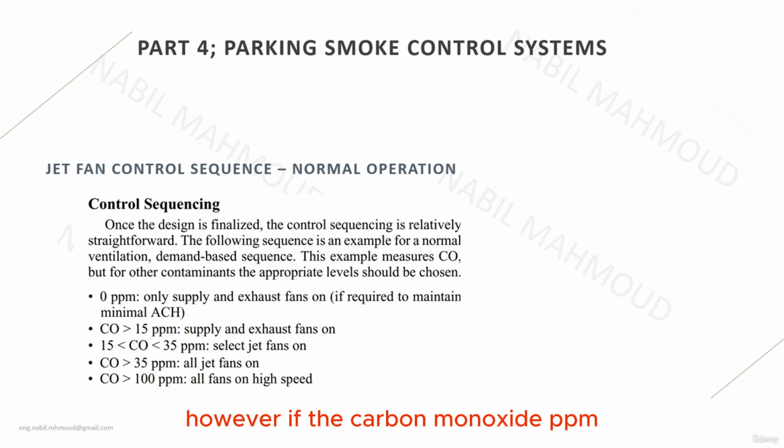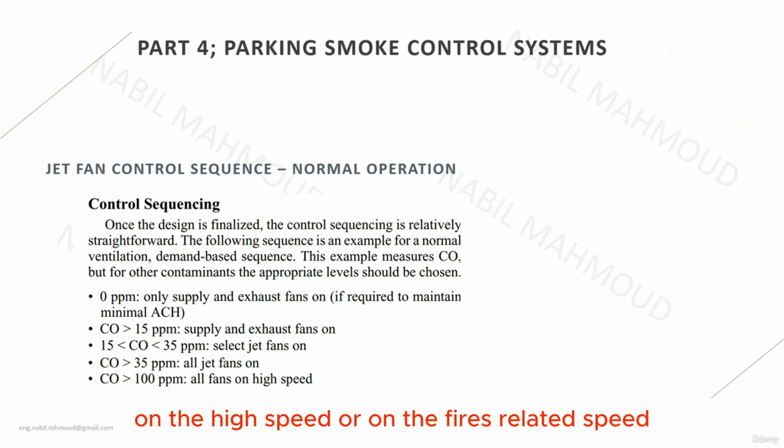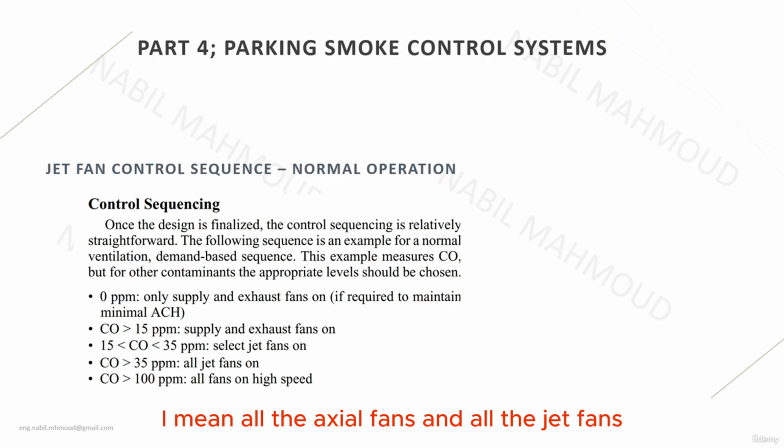However, if the carbon monoxide concentration is between 15 and 35 ppm, some of the jet fans will be activated, and this will be based on the zoning and the arrangement of the jet fans, if the parking area is small or relatively big. If the carbon monoxide concentration increases to more than 35 ppm, then all of the jet fans will receive a signal to be activated. If the concentration from the CO sensor increases to a value above 100 ppm, then all the fans will be activated at high speed, or the fire-related speed. All the fans, I mean all the axial fans and all the jet fans.